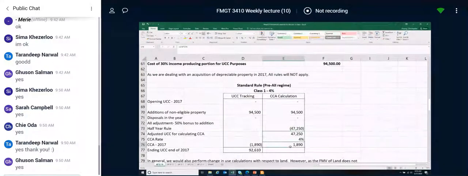So if you did that, and remember, you have a principal residence in this building, right? So you cannot say this is a non-residential building. So therefore, you must be at 4%. Does that make sense? You must be at 4%. And so then you claim 1890 in CCA. Okay? Does this first part make sense to you guys?